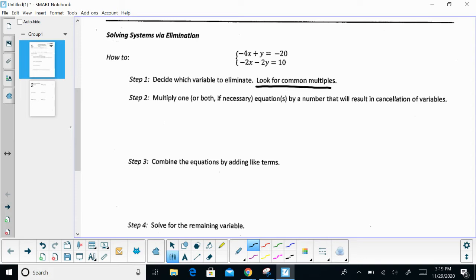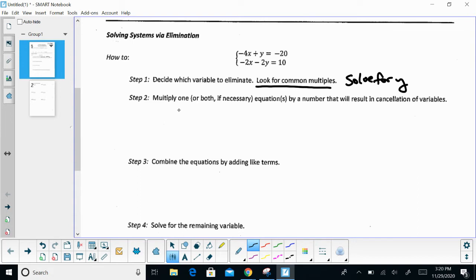I like to look for a variable that has a coefficient of 1. So since y has a coefficient of 1, I'm going to solve for y. So in this case, we're going to solve for y. You could solve for x if you wanted to. You'd get the same answer when it was all said and done.